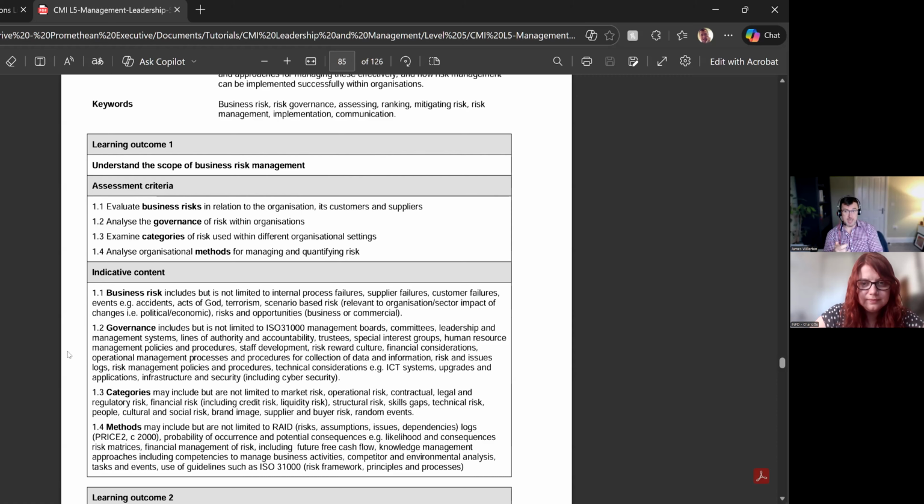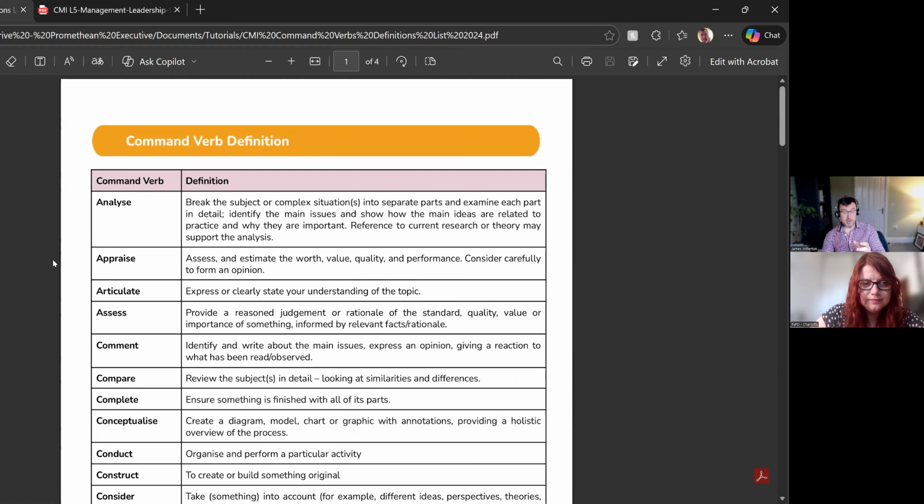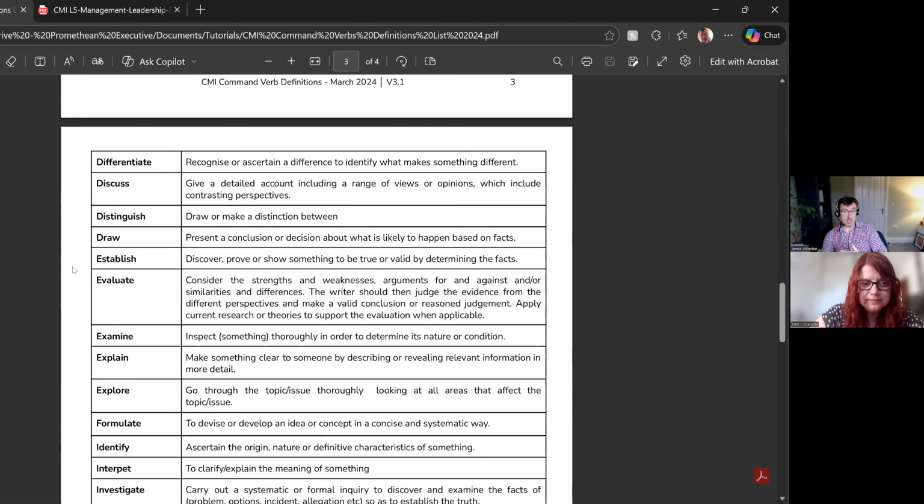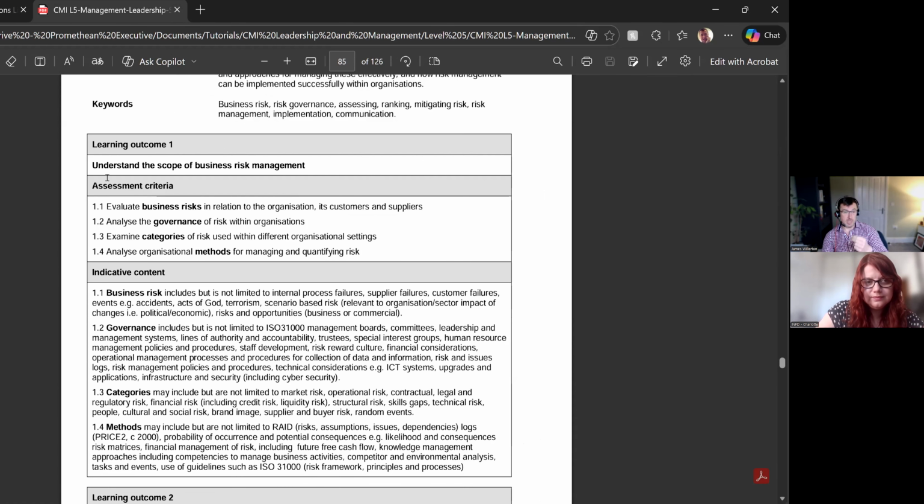Once you've got your definition there, we're going to go ahead to then perform an evaluation of business risks in relation to organization, customers, and suppliers. Evaluate is quite an in-depth command verb. It asks you, if I go to our guidance here, to look at the strengths and weaknesses, arguments for and against, similarities, differences, perhaps. We're going to judge from the evidence of different perspectives to make a valid conclusion or reasoned judgment. That's really important. So whenever we see evaluate, it's asking you to have an opinion on the things based on some evidence. This is the big thing, or a reasoned judgment based on the evidence.